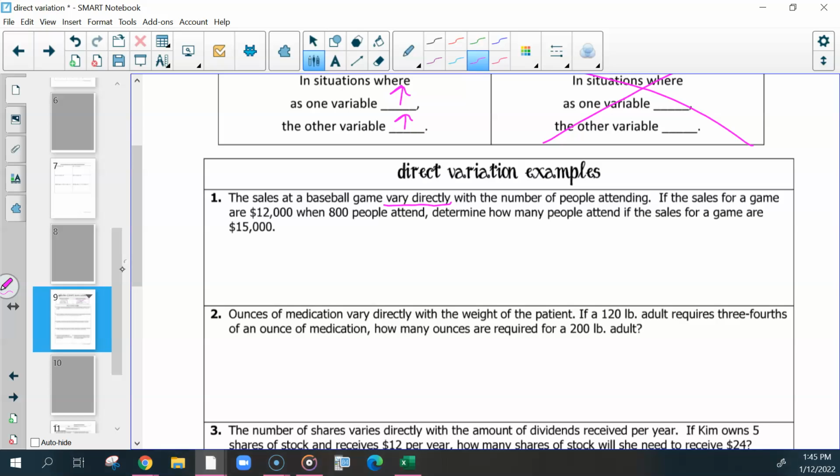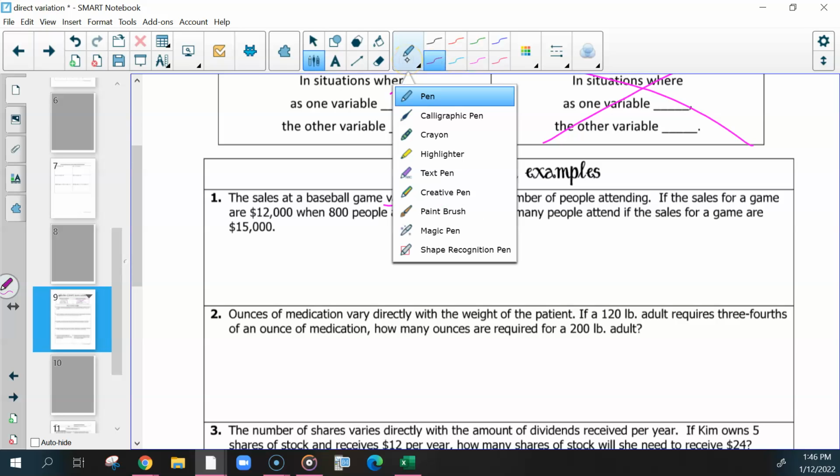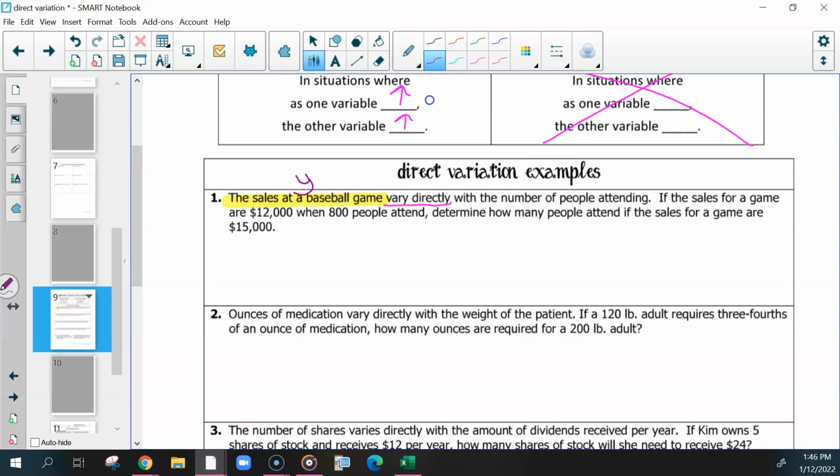If we're using proportions, you need to know what are your y values and what are your x values. So in this case, whatever comes before the words varying directly or varies directly, that's going to be your y value. Whatever comes directly after the words varying directly or varies directly is going to be your x value. So we now know the sales is going to be y, and the number of people attending is now our x.